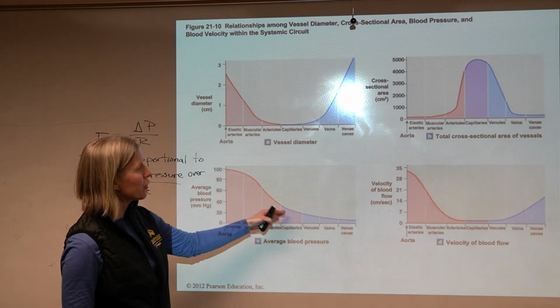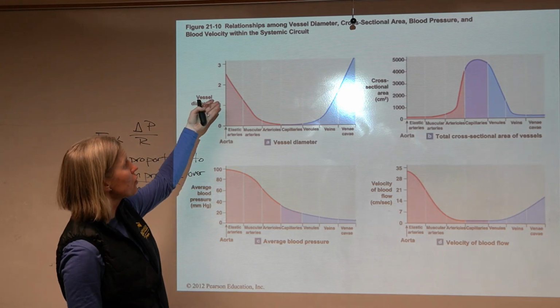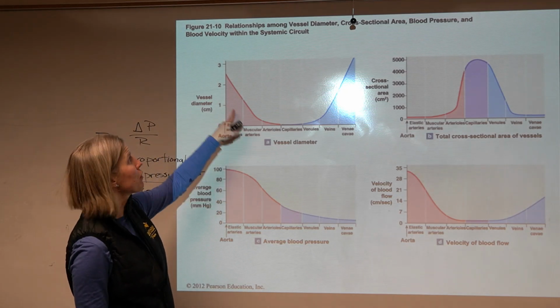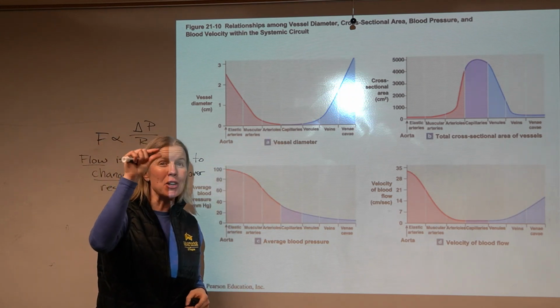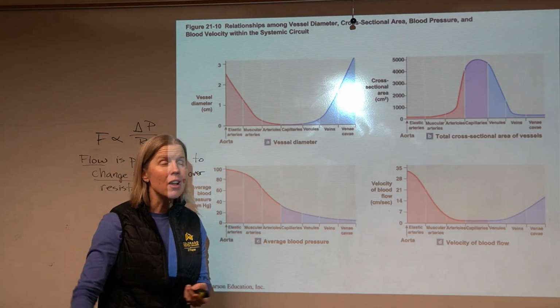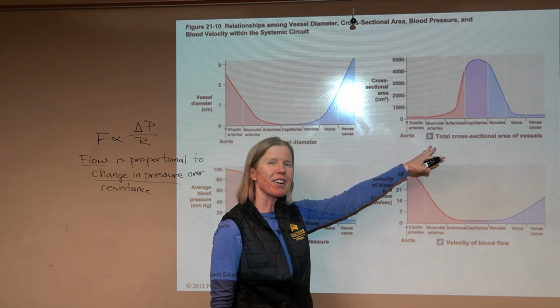So to kind of understand this, these other graphs might be helpful. This graph is showing our vessel diameter. Of course, we start at a very large vessel. Our capillaries, of course, are minute, right? Some of them are smaller than the diameter of a red blood cell. But look what happens in the cross-sectional area.